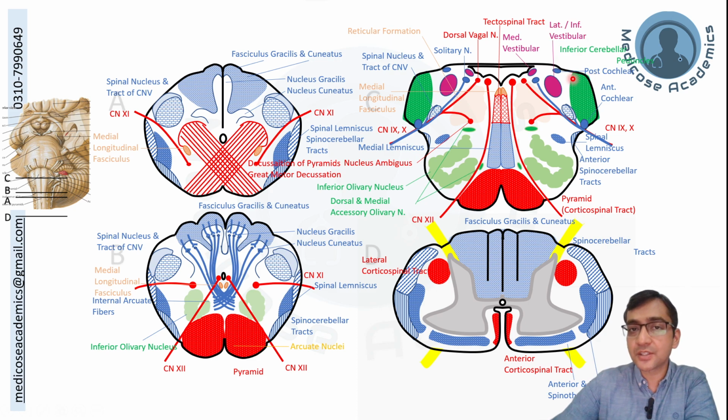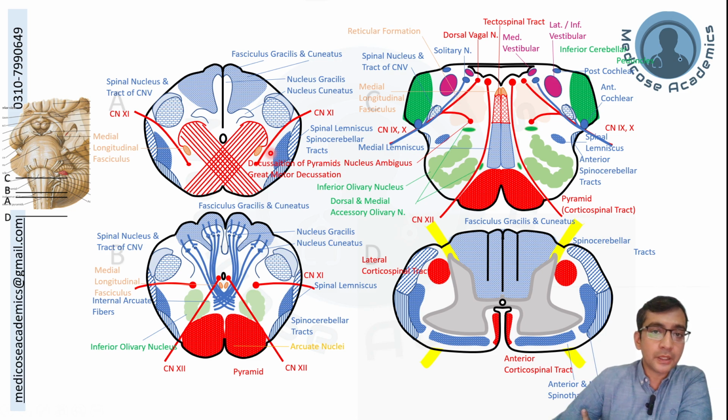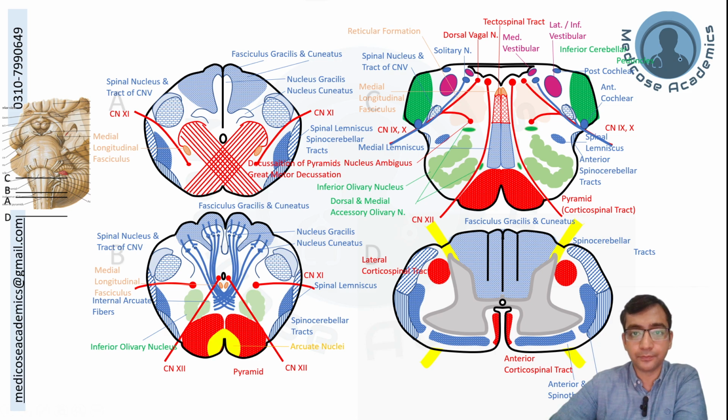And then there are the vestibular nuclei. There are four vestibular nuclei: medial, lateral, superior, inferior. In the medulla, if you are at the uppermost part, you will see medial and lateral. If you are a little lower, you will see medial and inferior. So these are the vestibular nuclei that are present here.